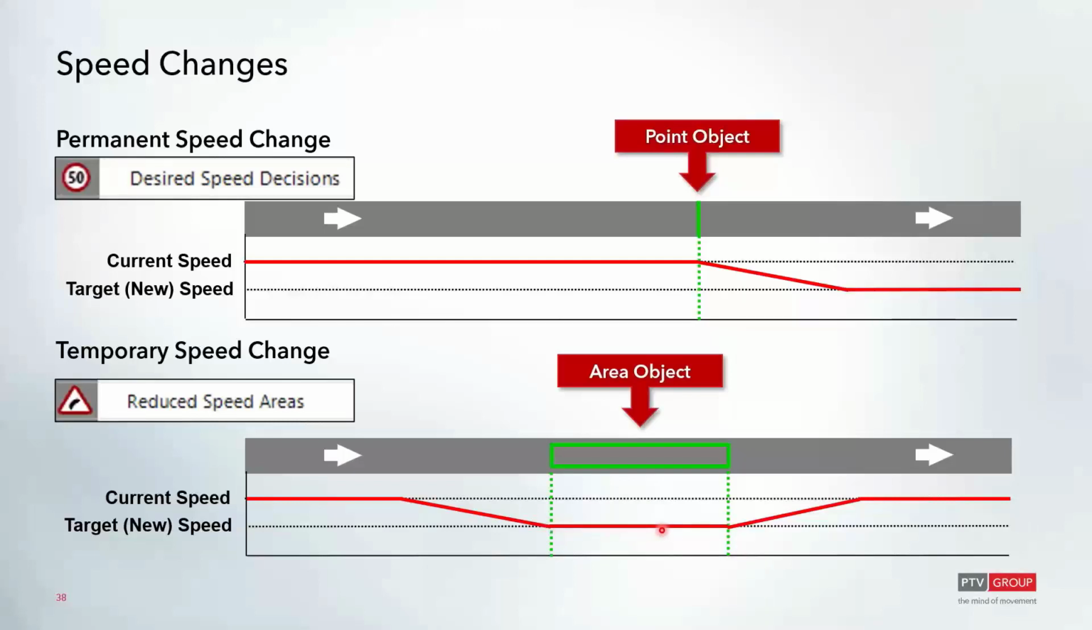And then as it's traveling through that reduced speed area, it's going to maintain that reduced speed for the duration of that object. And then as soon as the front of the vehicle passes by the end of that reduced speed area, it is then going to accelerate again and go back to its current target speed. So again, these are just two ways where you can define either a permanent speed change using those desired speed decisions, or just a temporary speed change using those reduced speed areas.